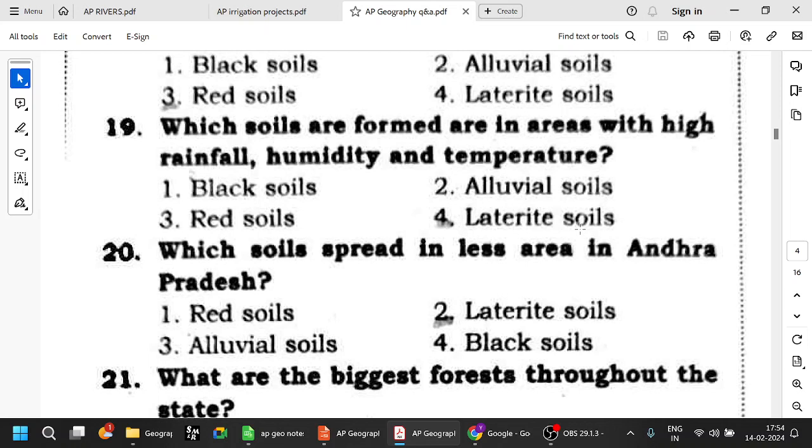Which soils are formed in areas with high rainfall, humidity, and temperature? See, as I said, high rainfall and more specifically alternate dry and wet spells, and high humidity and high temperature. So mostly laterite soils, and laterite soils are mostly found in coastal regions. If you look at the Karnataka and Kerala coastal regions, they are full of laterite soils. They are leached soils, very low in nutrition, and they are less fertile. They are not very fertile.